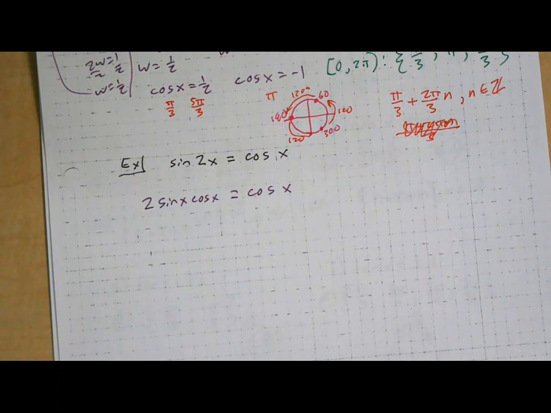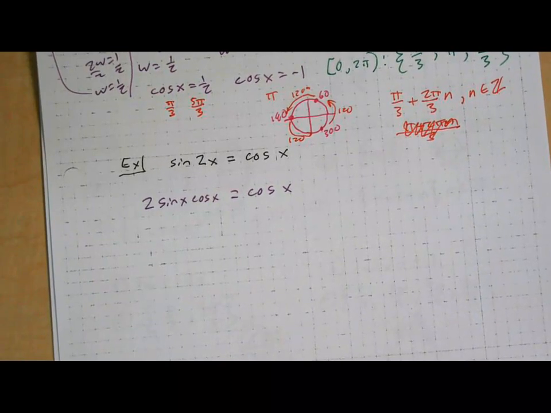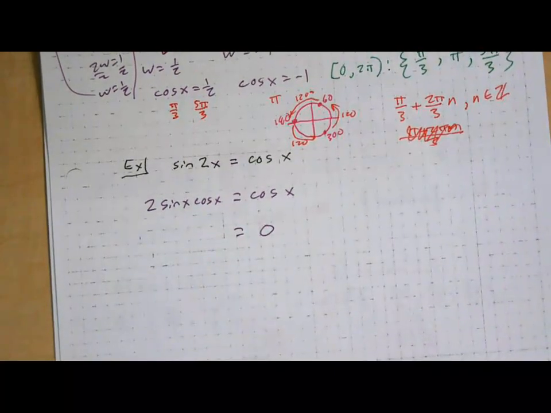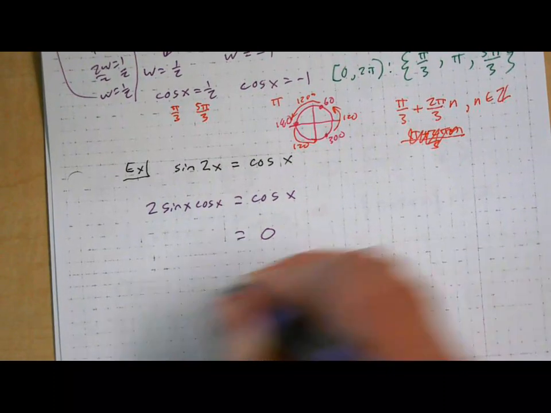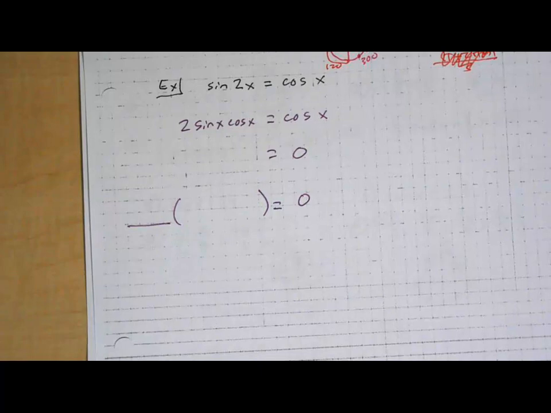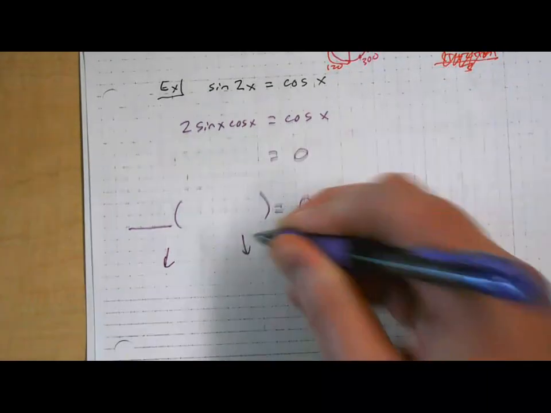Oh, I know what we could do next. Let's divide on both sides by cosine, right? Right? No. What should I do instead of dividing by something with an x? Get a 0 and factor it instead. All right, you guys got this. Go ahead. Get a 0 over here. That'll be your first step. And then see if you can factor something out. And then split that up into 2 separate equations and solve.